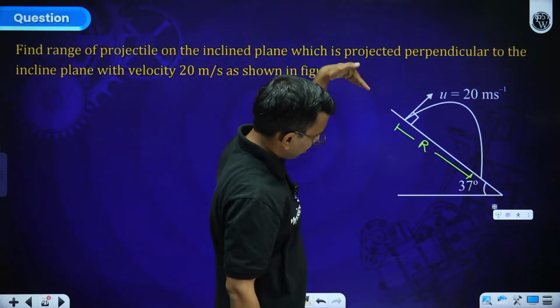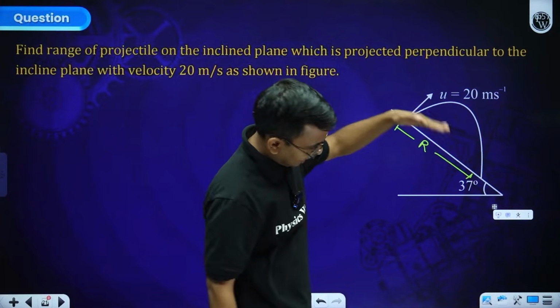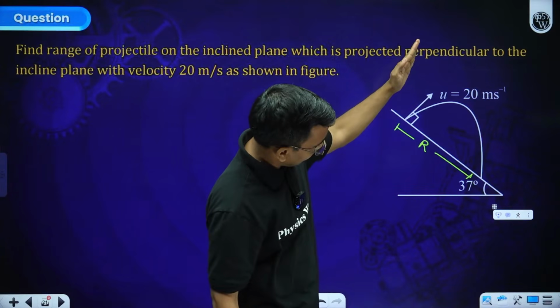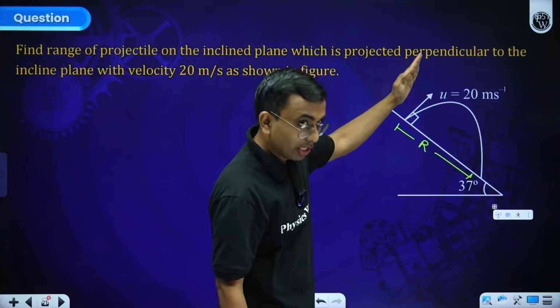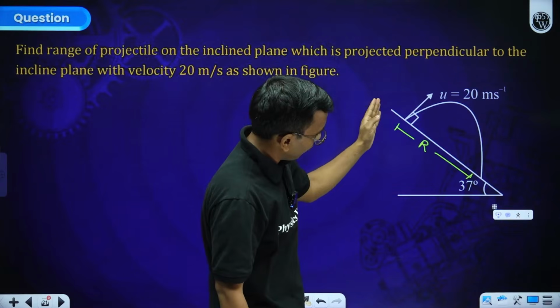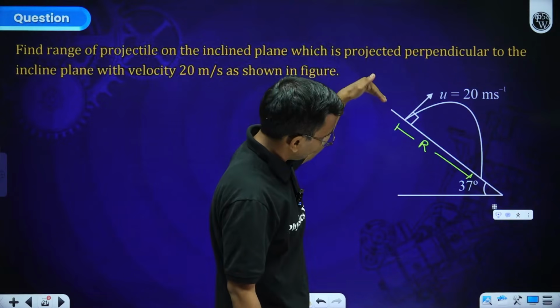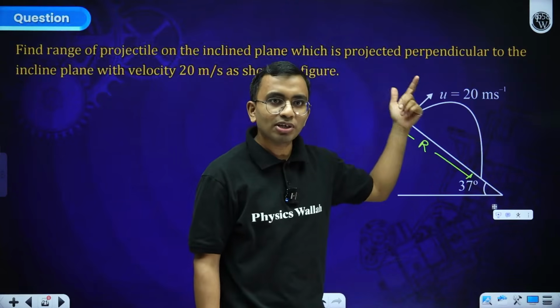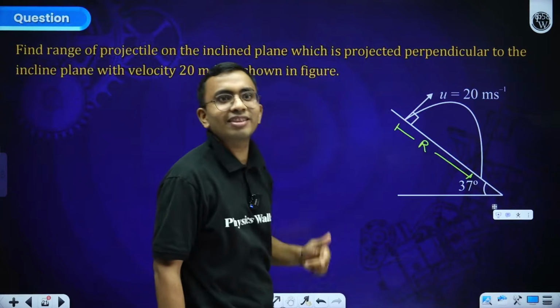You can observe the motion separately along this. You can take this as the x-axis and this as the y-axis. You know the initial velocity. You can find the time of flight. Then you can find how much distance it will cover along the x-axis in that time of flight.